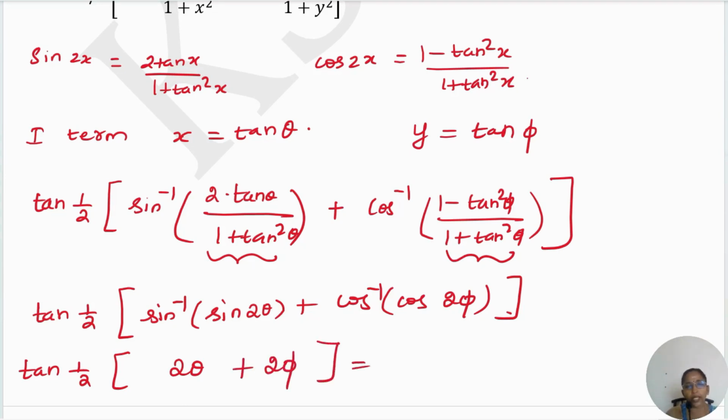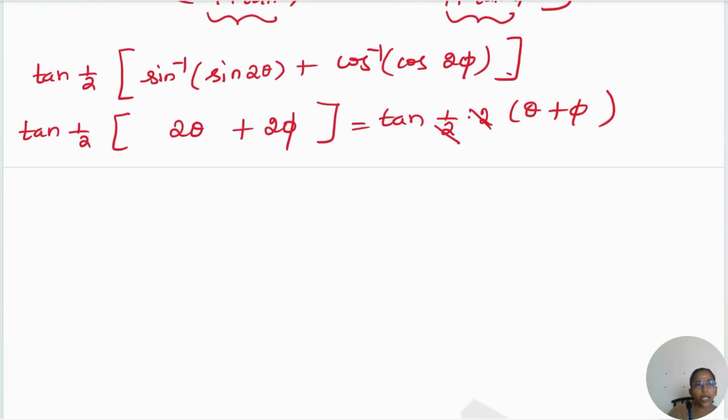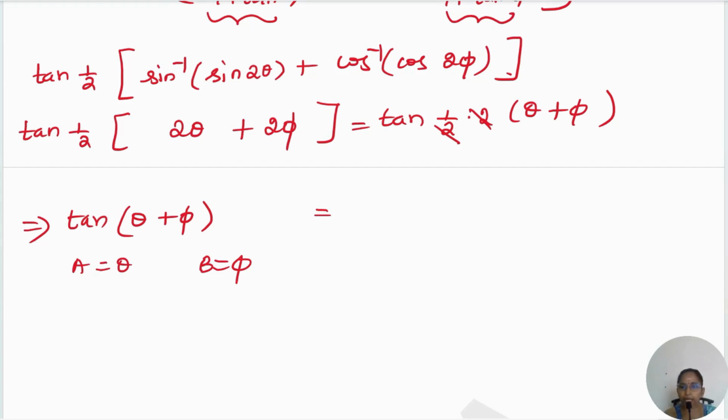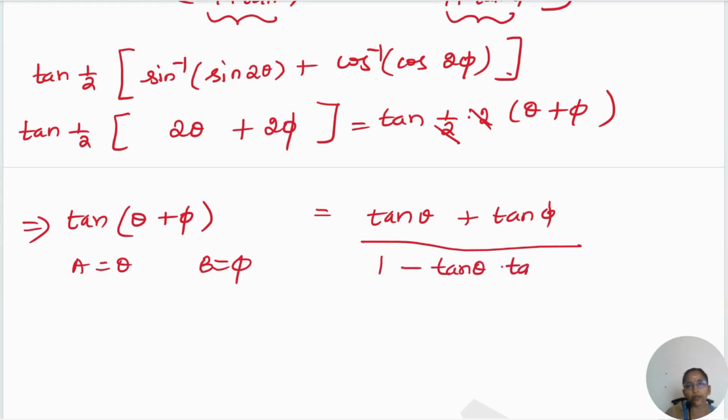So you can take 2 outside. So tan of 1 by 2 times 2 into theta plus phi. And this 2 and this 2 will get cancelled. So we are left with tan of theta plus phi. Now this is of the pattern tan of a plus b, where a is theta and b is phi. The tan of a plus b formula is tan a plus tan b divided by 1 minus tan a into tan b. So now substitute the values: tan theta plus tan phi divided by 1 minus tan theta into tan phi.